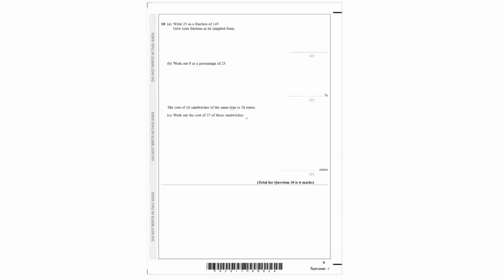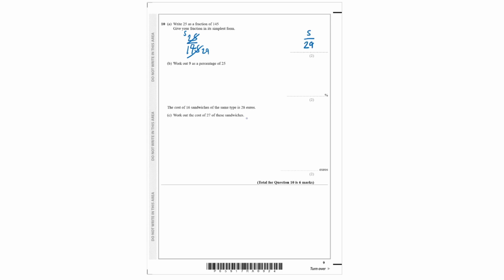Question 10. Give 25 as a fraction of 145. Give your fraction in its simplest form. So we have 25 over 145. I can see that they're both divisible by 5, so I can cancel out here. 25 divided by 5 gives us 5. 145 divided by 5 gives us 29. And since we can't simplify any further, our simplest fraction is 5 over 29.